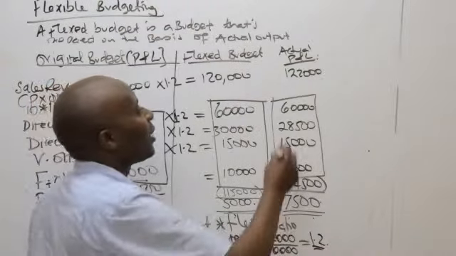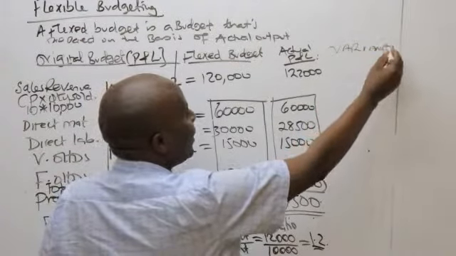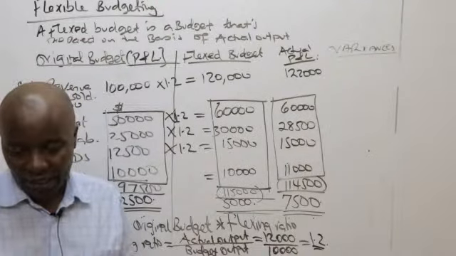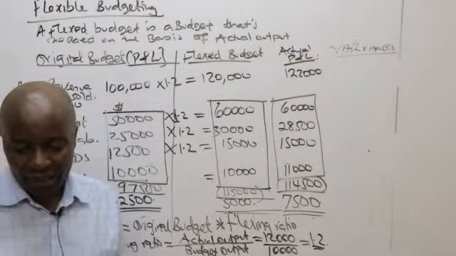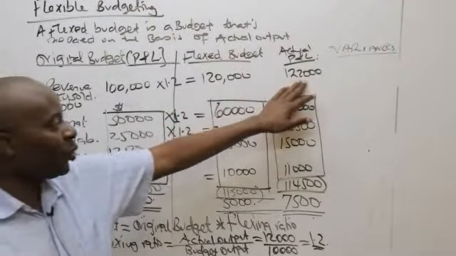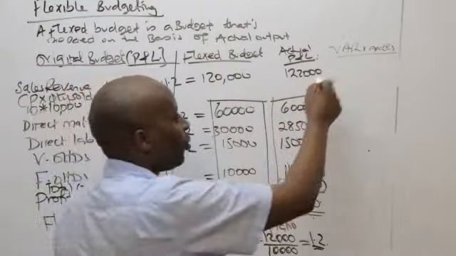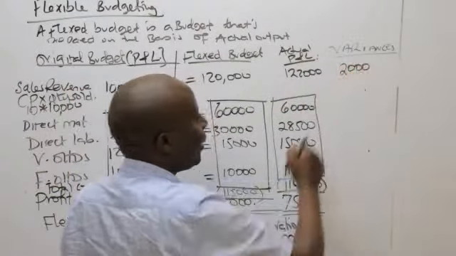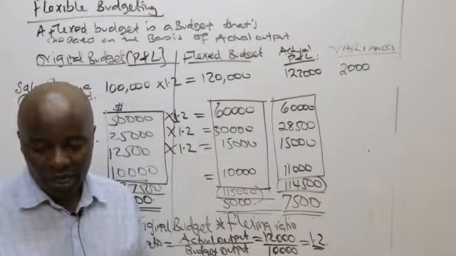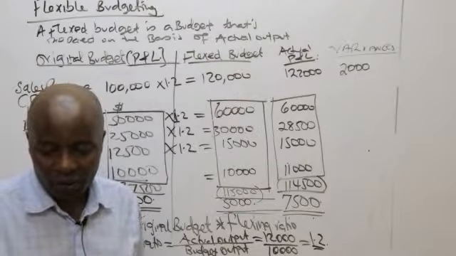So come and create a column here of variances. So basically variances are what here? These are differences. Differences we are subtracting normally. So you take 120,000 minus 122,000. So what is the difference here? The difference that I have here is 2,000. But now you need to tell me, is this 2,000 adverse or favorable?